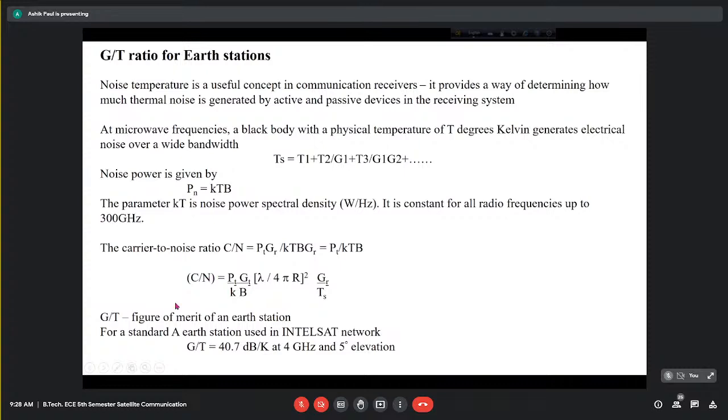So this G by T over here is actually the kind of parameter which tells us about the performance of a particular earth station. It is a kind of figure of merit of an earth station.